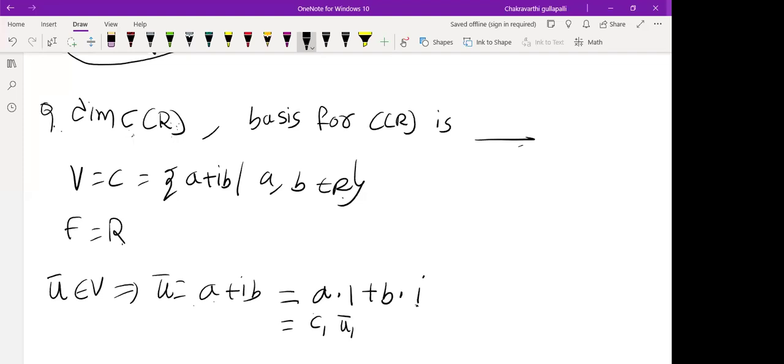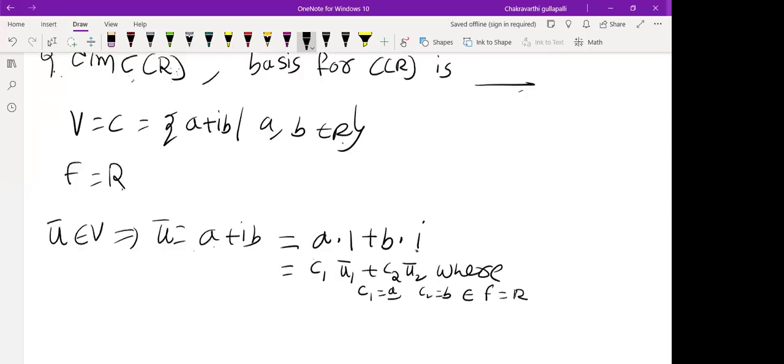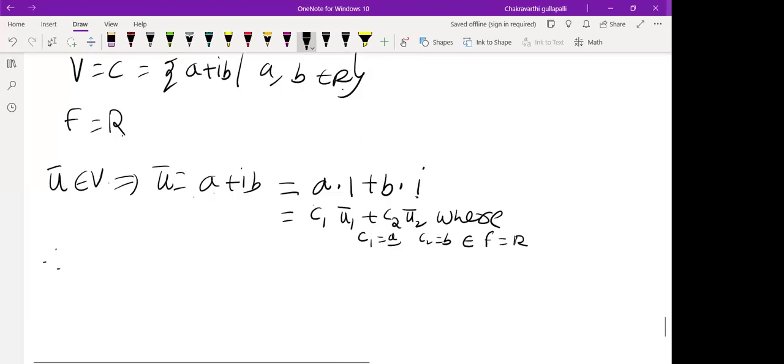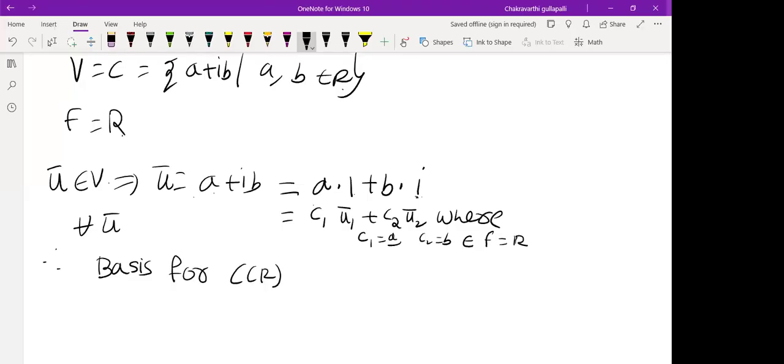This is in the form c1 u1 bar plus c2 u2 bar, where c1 is equal to a, c2 is equal to b, which should belong to the field. Therefore, for all u bar, you are able to write like this. These vectors are fixed, and a, b are scalars. Therefore, which is the basis? The basis for C over R is {1, i}.